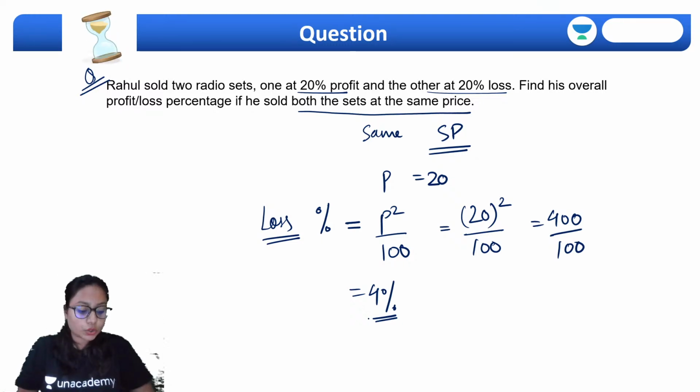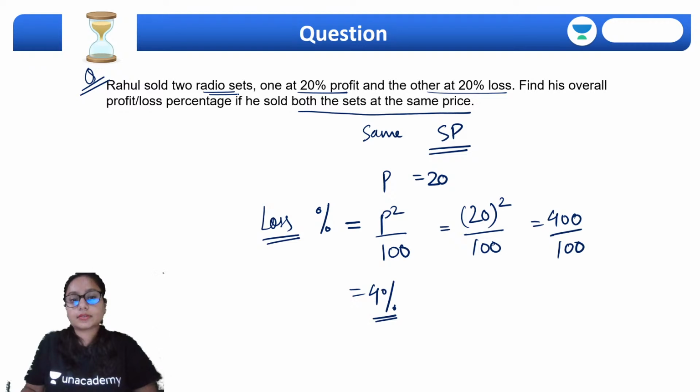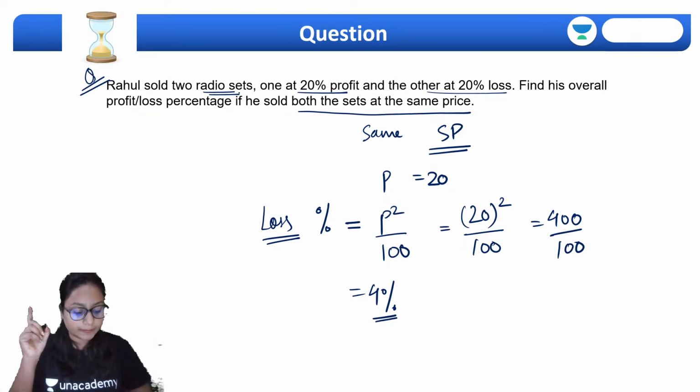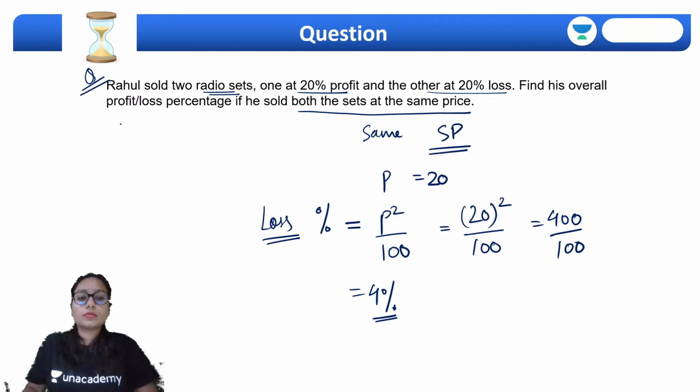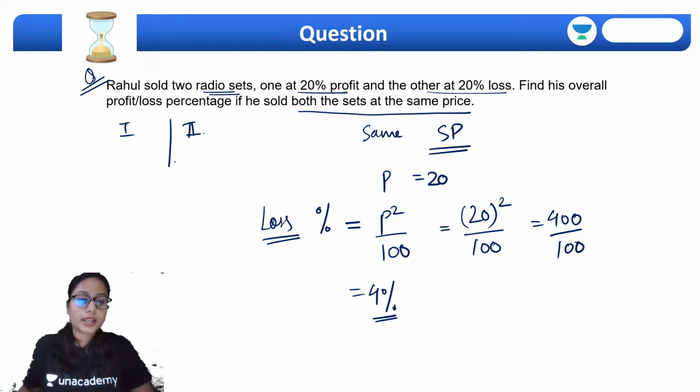Yes Suleiman, you can solve it directly also using the successive method. No, you cannot apply the successive method here. Why? Because you have two radio sets. You have to solve for both the radio sets separately, the first set and the second set. Now the cost price of both the sets would be different. So let us take the selling price as X. In this case also the selling price will be X.